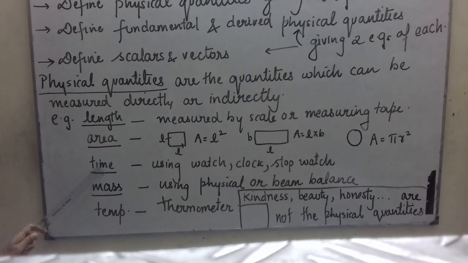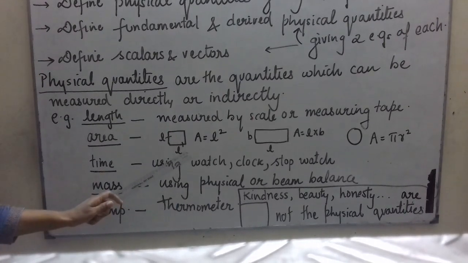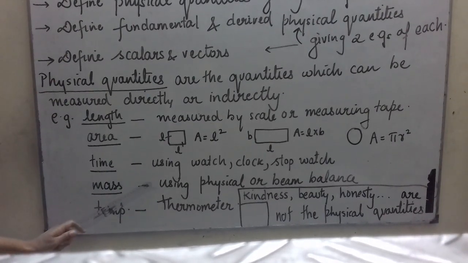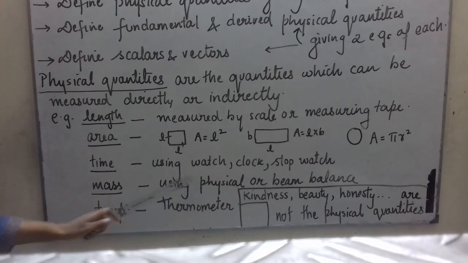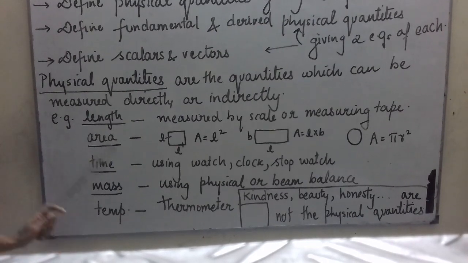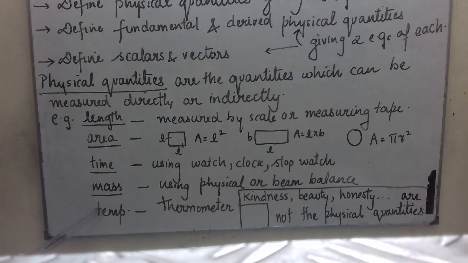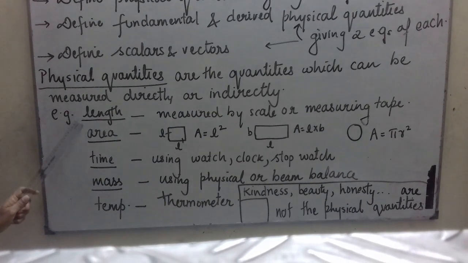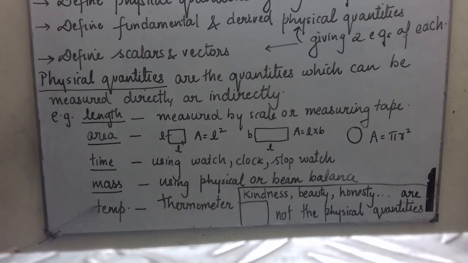Time. Time can be measured using watch, clock or stopwatch. Mass. Mass of a body can be measured using physical or beam balance. Temperature of any object or body can be measured using thermometer. As these all physical quantities can be measured directly or indirectly by using some instrument or by using formulae, we can say these are physical quantities.